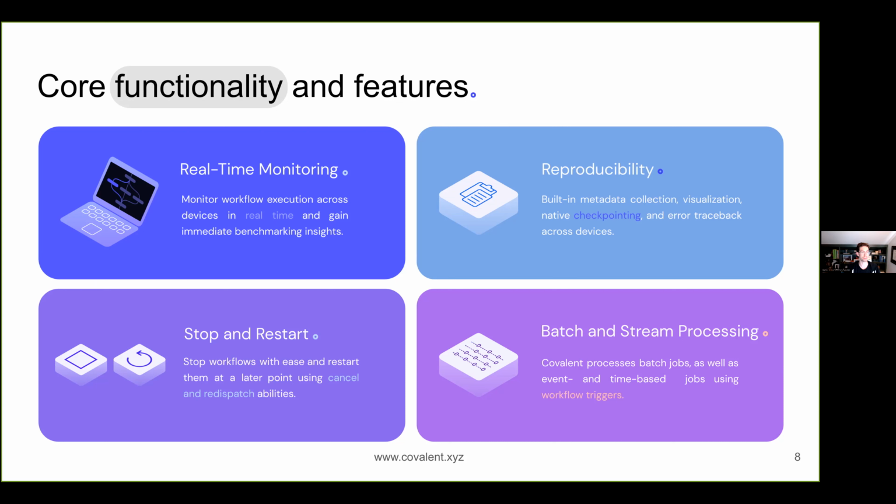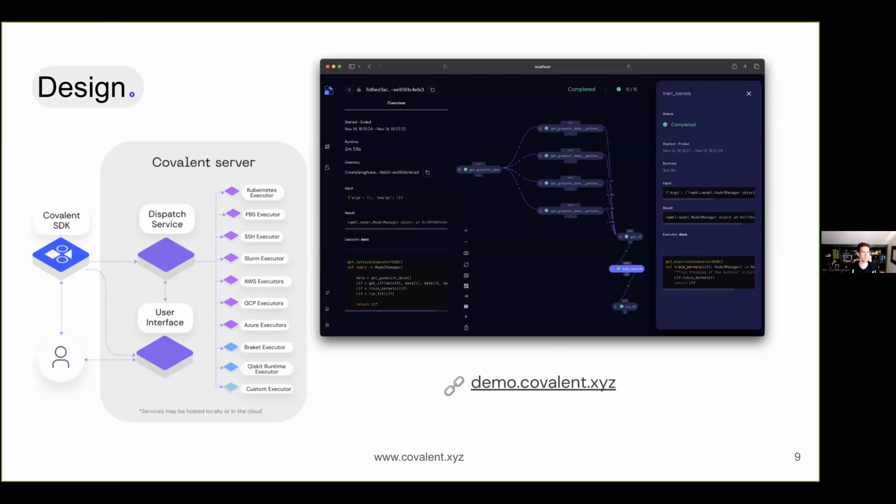Third, Covalent now supports stopping and restarting workflows using the cancel and redispatch features. This takes a huge weight off users running workflows at scale. When a single task fails, there is no need to rerun all previously successful tasks thanks to caching capabilities. Finally, Covalent now supports both batch as well as stream processing. Both event-based and time-based triggers allow workflows to run in response to external events, allowing users to integrate Covalent into dynamic tech stacks. Let's now take a look at how Covalent works.